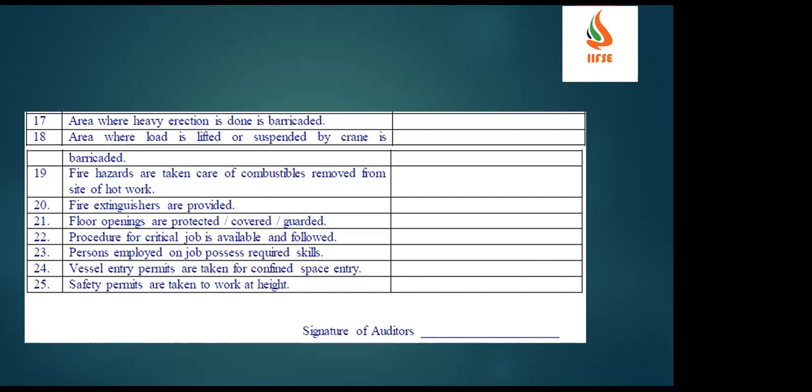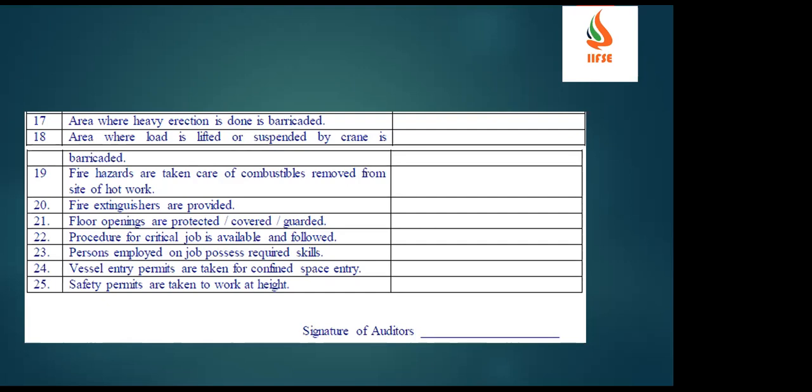And the third one, we can avoid fall of objectives. So with this, we can avoid the incidents. And the procedure for the critical job is available and followed. Whatever the critical activities we need to identify, based on that, whether the SOPs are there or not, we have to cross check. If the SOP is there, whether it has been trained or informed to the concerned people using those SOPs.